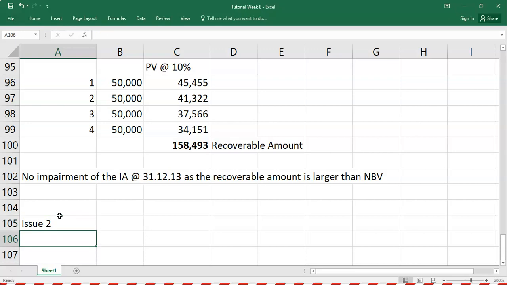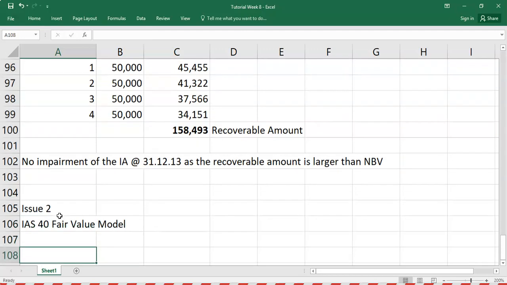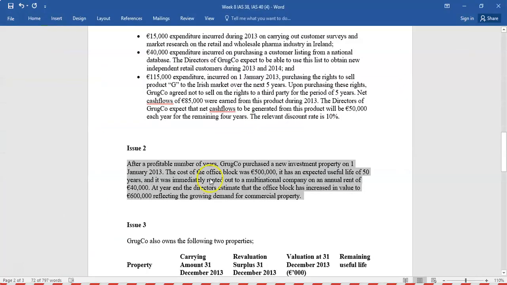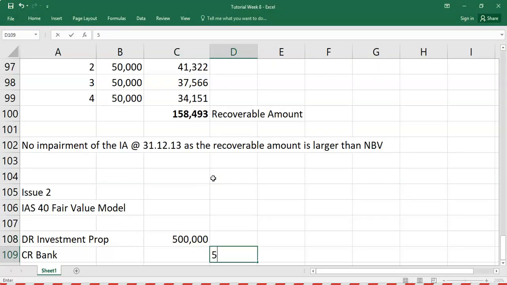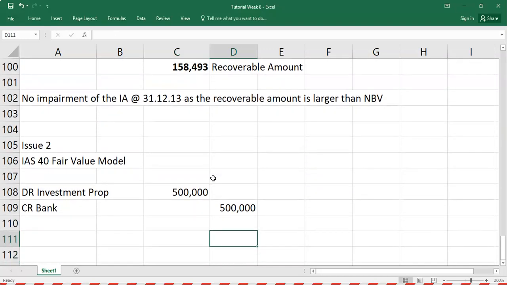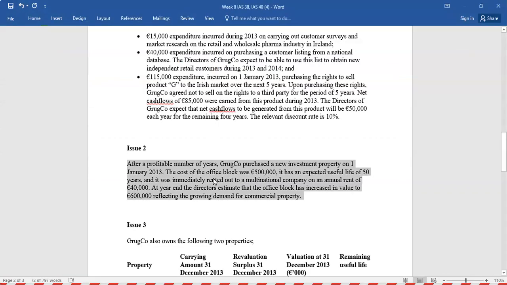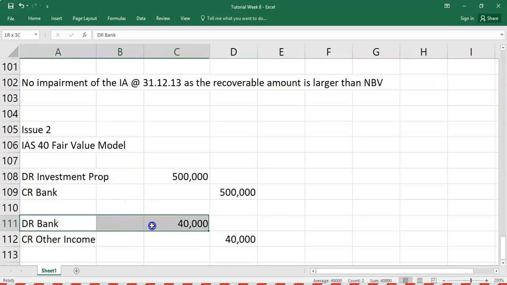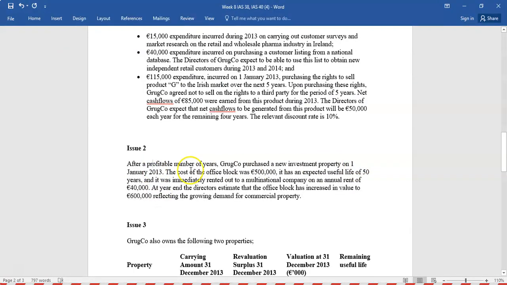So this is issue 2. You're going to IAS 40, fair value model. So you'll debit investment property, credit bank, with the initial cost, 500,000. So remember, you asked for all the journals, you must give each one. So at the initial outset, you bought it. During the year, you're going to debit bank, credit other income, or rental income, 40,000, because you earned rental income during the year. I'm assuming it's paid. You could have said rent receivable in current assets as well, if you assume it wasn't paid. And because you bought on the 1st of January, I'm assuming it's rented out for the full year.